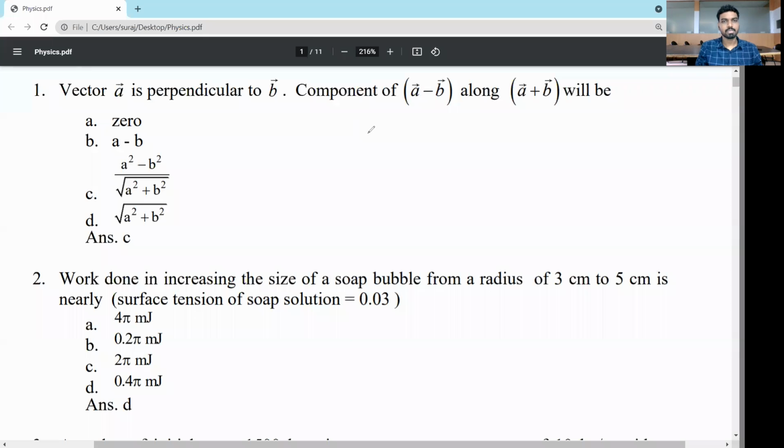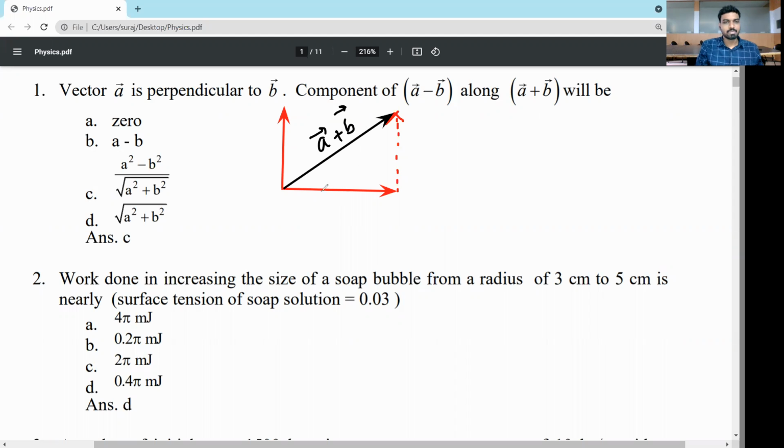Vector A is perpendicular to B. We need the component of the vector A minus B along the vector A plus B. So there is a vector A and a vector B, both perpendicular, right? So A vector plus B vector will be somewhere here. This is A vector plus B vector.